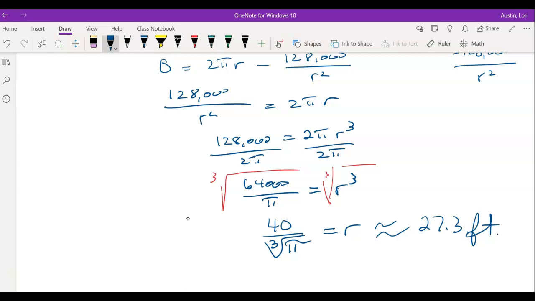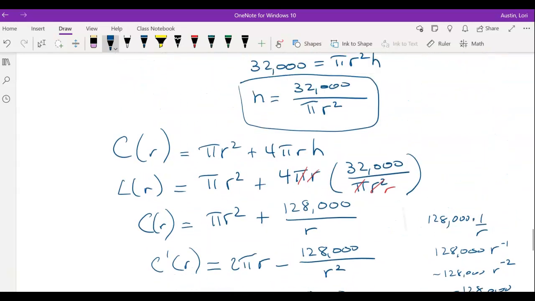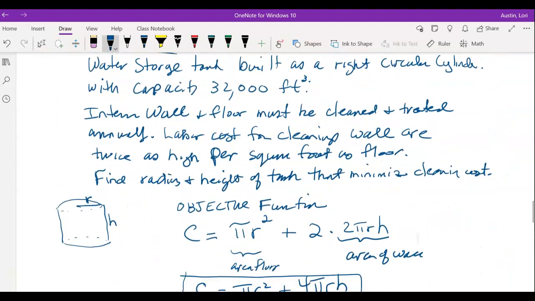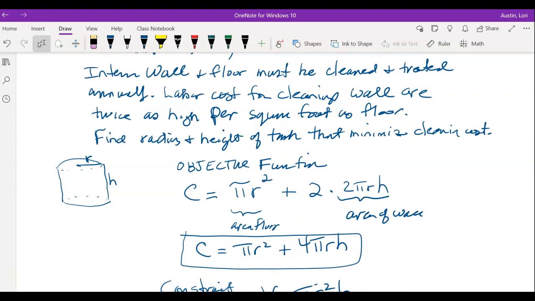Don't forget your last step. Your last step's to do what? Are we done? We don't know yet. We don't know until we go back and do what? Yeah, you gotta read the question. You gotta reread the question at this point. The question says, hey, find radius and height of the tank that minimizes cost.